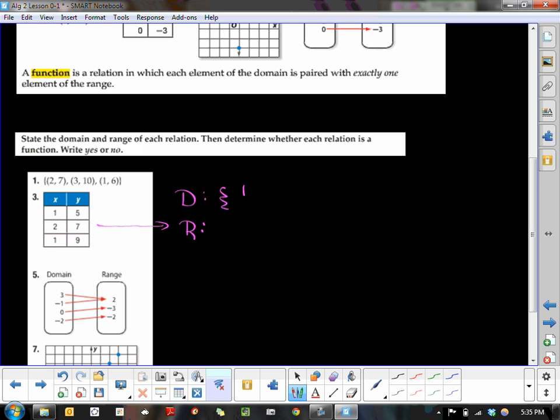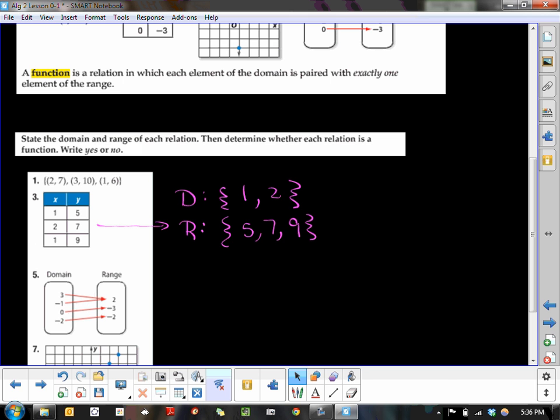So we've got a 1, we've got a 2, and we've got another 1. Since 1 has already occurred once, I wouldn't have to put it down twice. I could get by with listing it once in my domain. There's a 1 and a 2 in the domain. There's no reason to write it down twice. In the range, we have a 5, a 7, and a 9. So there's our domain and range.